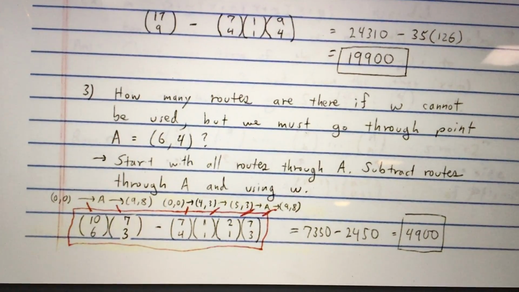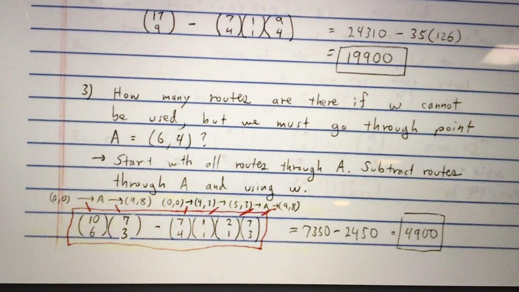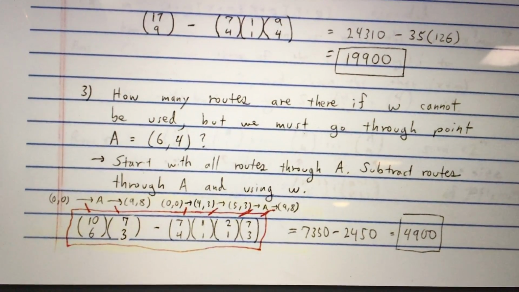So that's going to be a smaller number, and when you subtract them, that's what it looks like. 7350 minus 2450 gives you 4900 total.